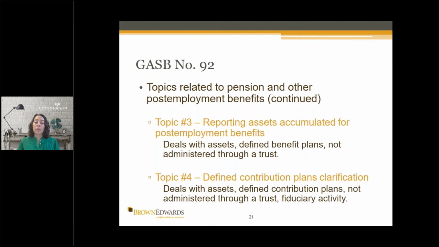Topic 4, defined contribution plans clarification. Key terms: assets, defined contribution plans, not administered through a trust, fiduciary activity. So for this topic, what it's saying is that you need to look at GASB 84, which says that a locality should record a liability when there's an event compelling the locality to disperse fiduciary resources. And so if you have these key terms, then you want to be looking at guidance from GASB 84. And so it's just cleaning up some references and some language.